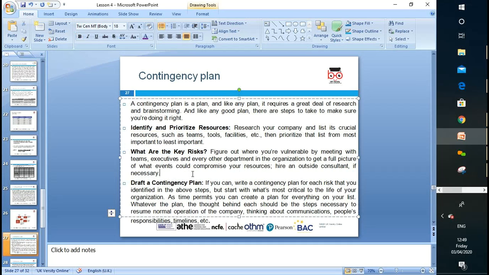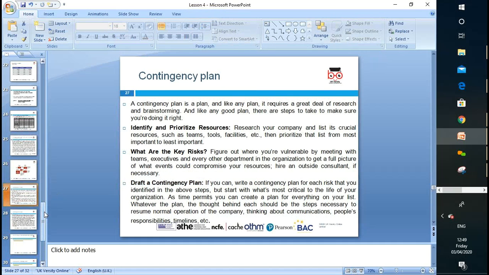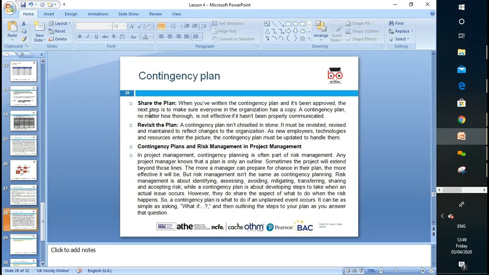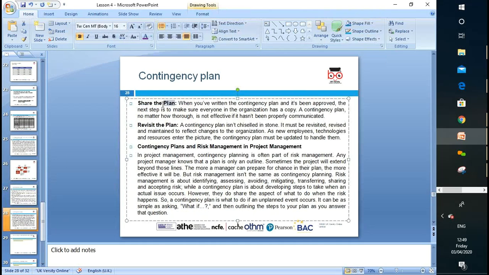What are the key risks involved in each project? Every project is different. Draft a contingent plan. If not, what will be the private institution? How can we get help? How can the army or various other government agencies be involved, like now? Then share the plan. We need to share the plan with our various stakeholders. We need to review the plan and revisit it.